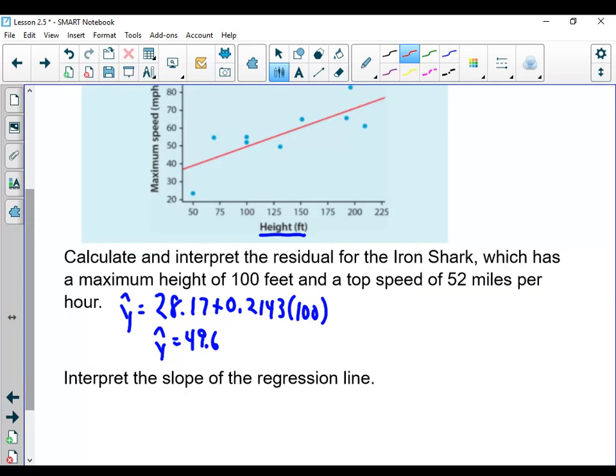Our residual, we said, was the actual value. Well, the actual value was this 52 miles an hour that they told us. So to find the residual, we're going to take that 52 minus what we just predicted, 49.6. And so our residual is a positive 2.4. So since it's positive, does that tell me that my prediction was too high or too low? Too low. So I'm going to say prediction too low.